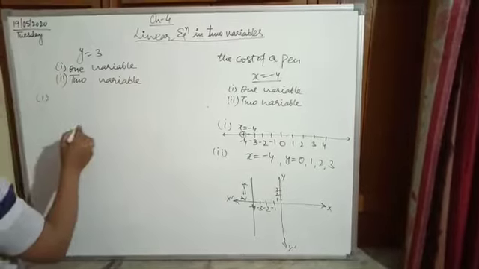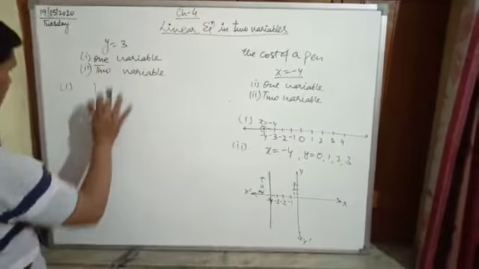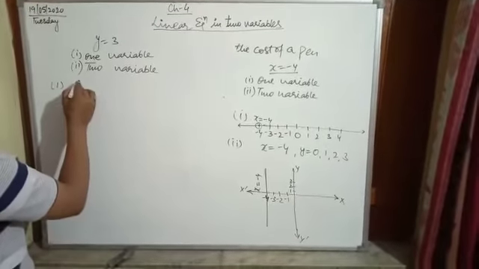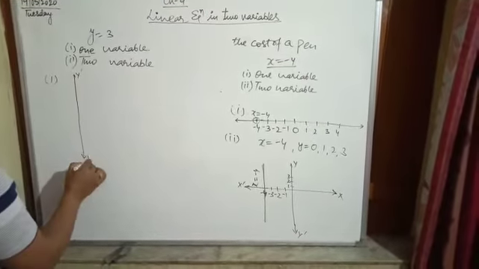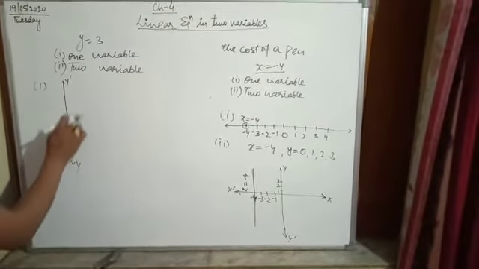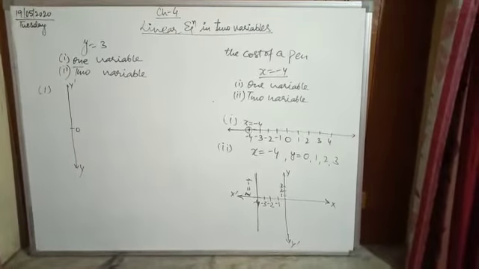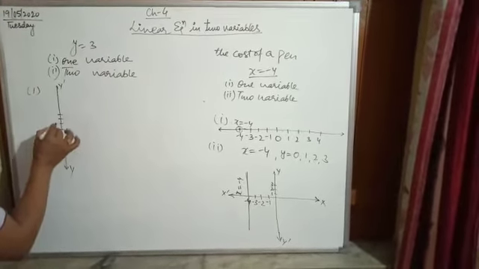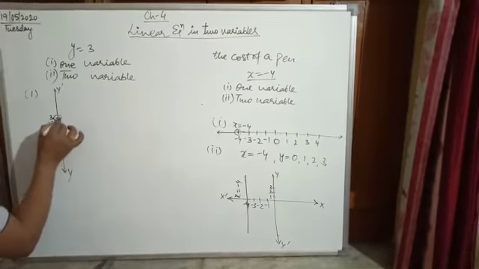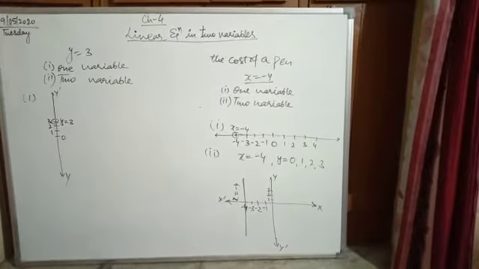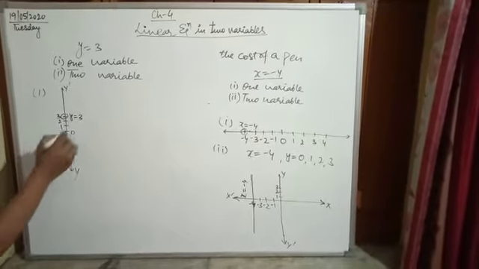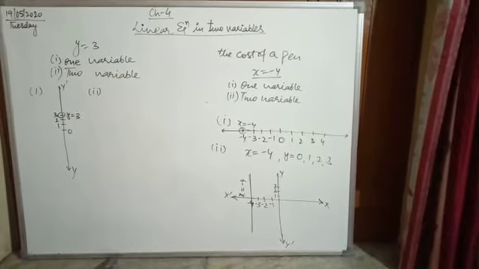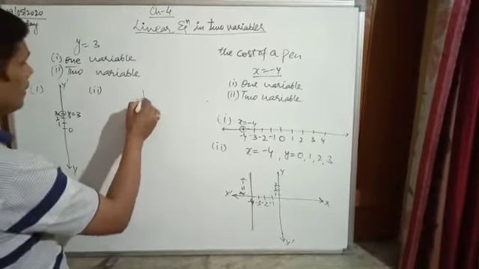For the one variable, we draw the y-axis. This is the y-axis. This is 0. These are the positive coordinates. These are the negative coordinates. Y equal to 3: 1, 2 and 3. This point will be y equal to 3 in the one variable. But if we want to write it as two variables on the Cartesian plane, then what will we do?